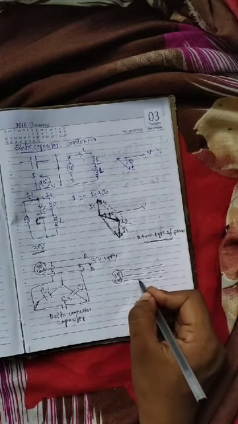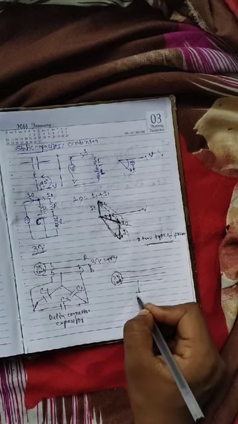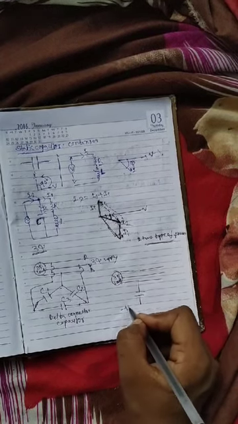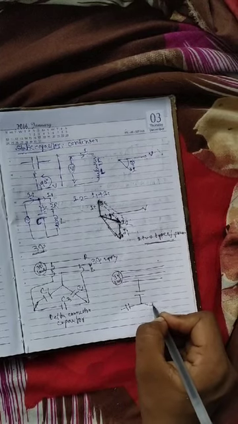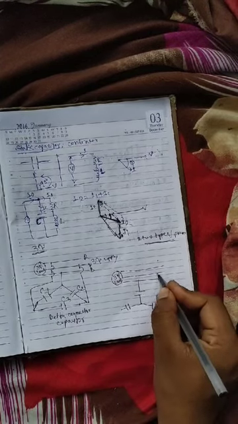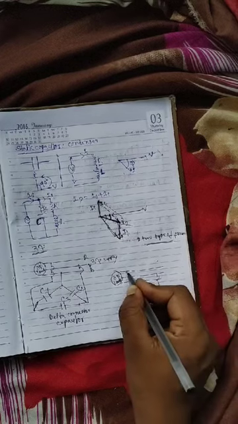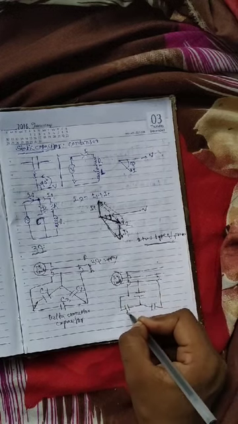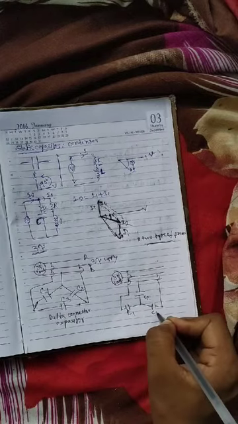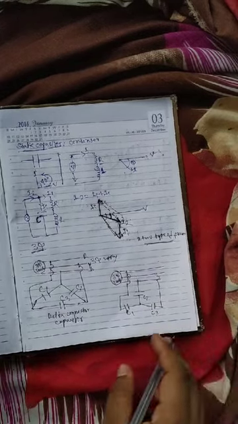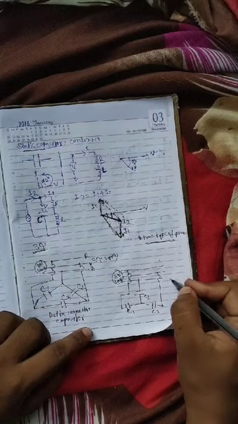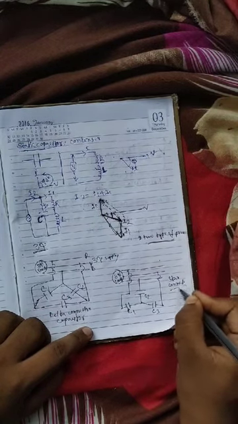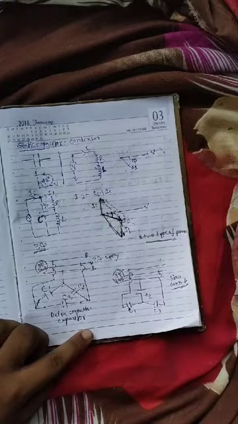The other is the star connected capacitor bank, or Y. This is C1, C2, C3. This is the star connected capacitor.